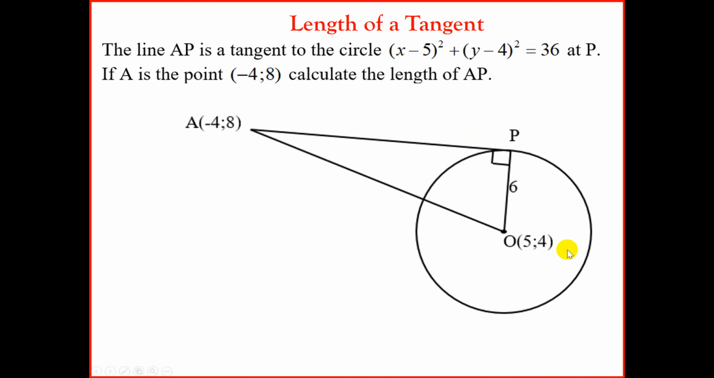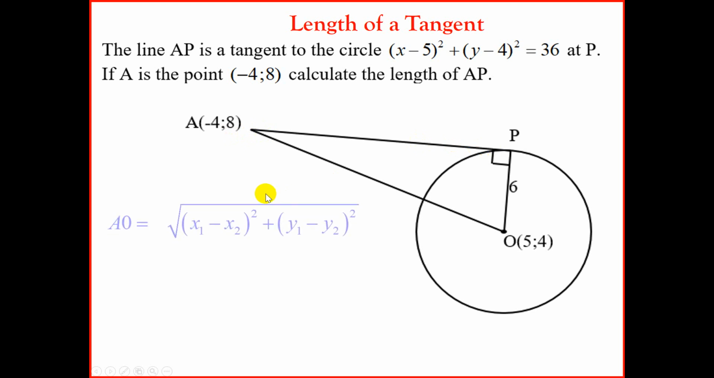here's our circle. Remember, they're not drawn to scale. We have our center, which we got from the equation, (5, 4). We know that the radius of the circle is 6. And we have a point A, which is (−4, 8). Now we want to find the length of AP, which is the tangent.